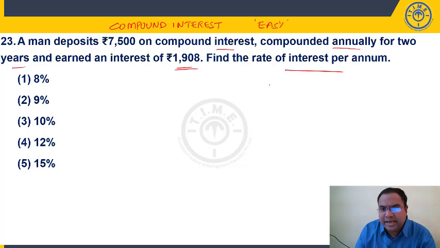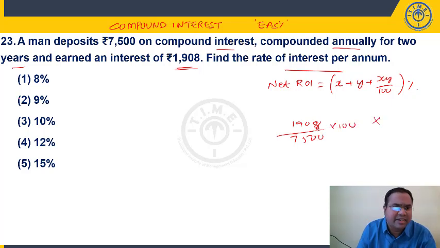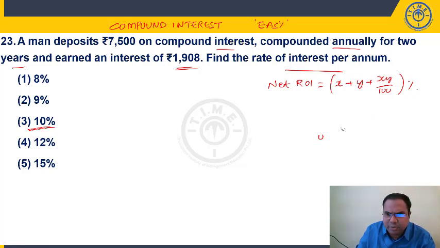Now, for 2 years, what is my net rate of interest in compound interest? It is given by x plus y plus xy by 100%. Let us not get into calculating 1908 by 7,500 into 100 and applying it in the formula. It is not required. Just here, we have 8, 9, 10, 12, 15. The middle value is 10%. Let us take 10% and see what will happen. If we take 10 plus 10, net rate of interest should be 21%.